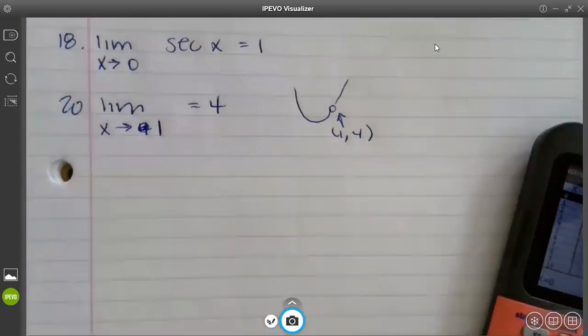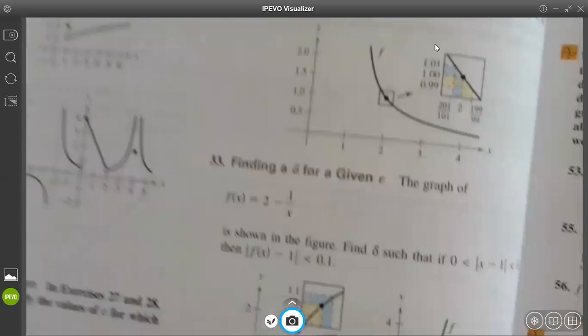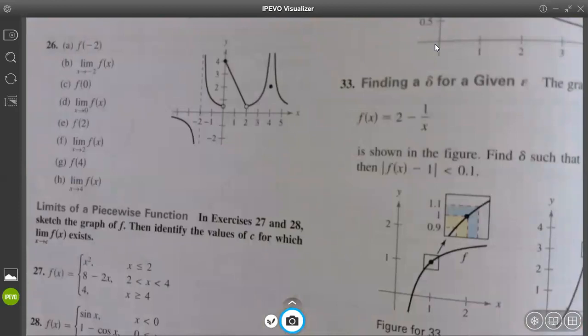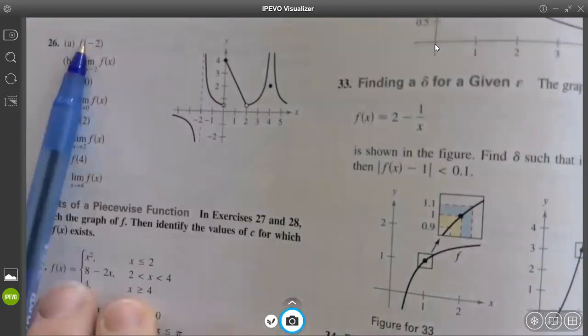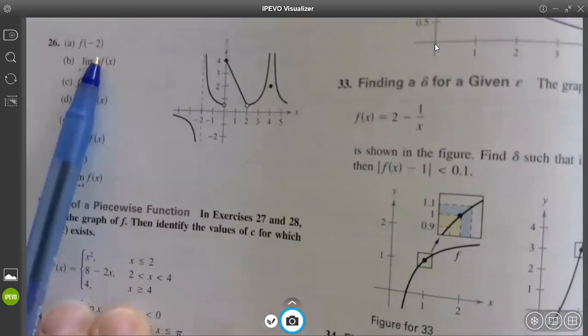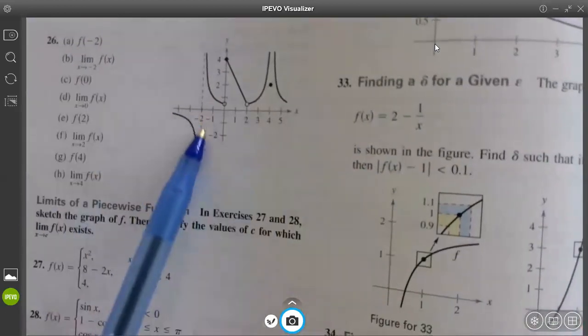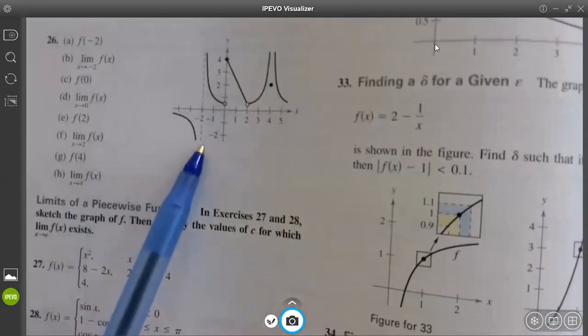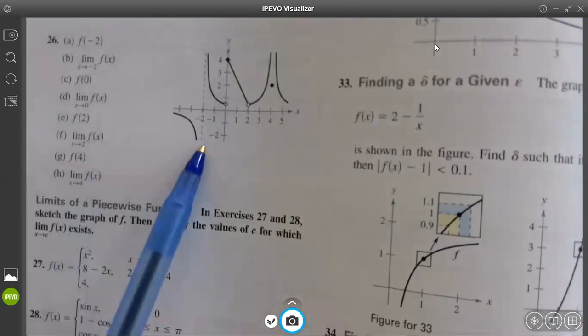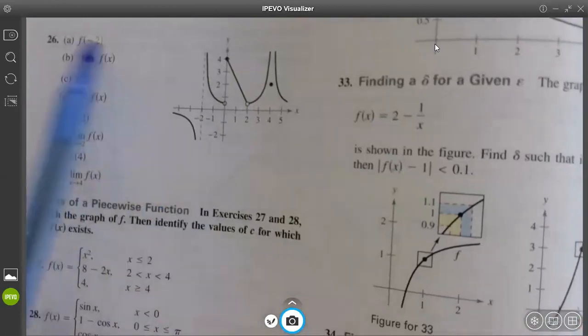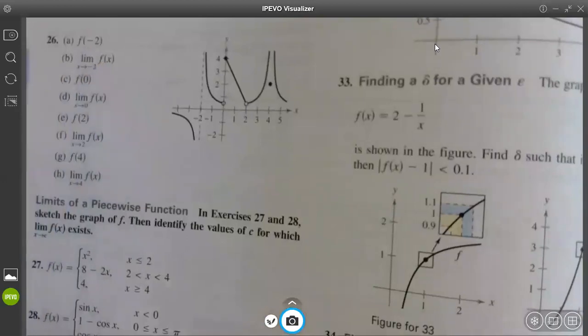26. All right, so when we look at this graph, 26 says f of -2. That just means plug in -2. So if I plug in -2, where am I at on this graph? What's this dashed line for? It's undefined, it's a vertical asymptote, right? So what is the value at -2? It doesn't exist. Does everybody understand that? There's no value at -2.